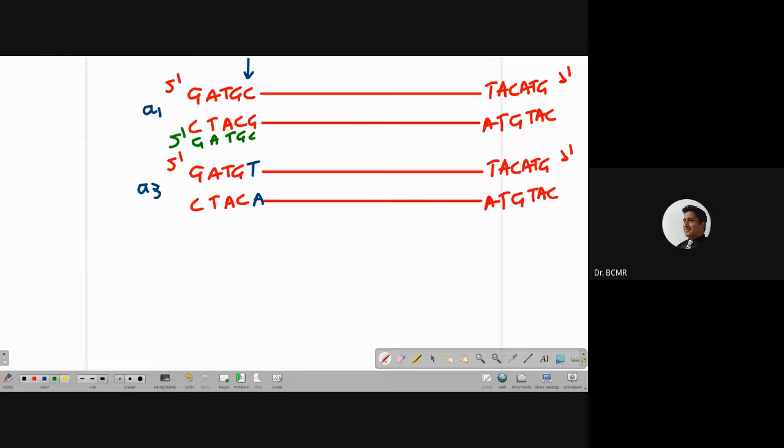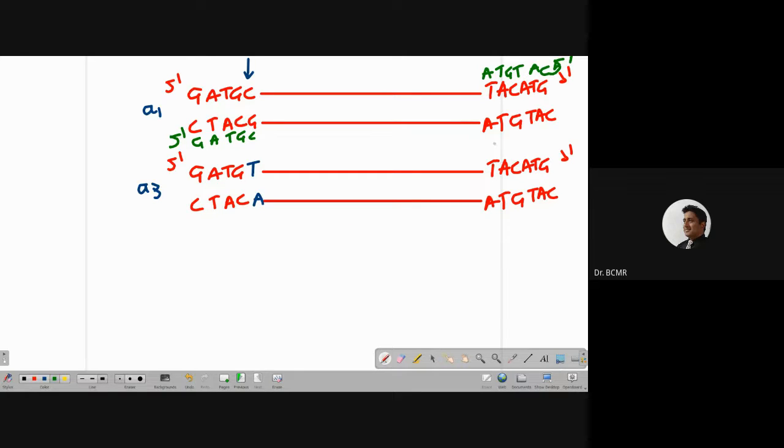5 prime, and the other primer will be here. I will take C, A, T, G, T, A. Don't worry about the number of bases. On one side I wrote 5, and on the other side there are 3. Assume that it is how it should be. 5 prime, and the other one is 3 prime.